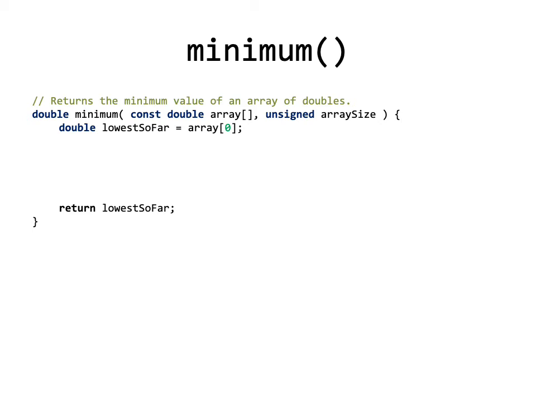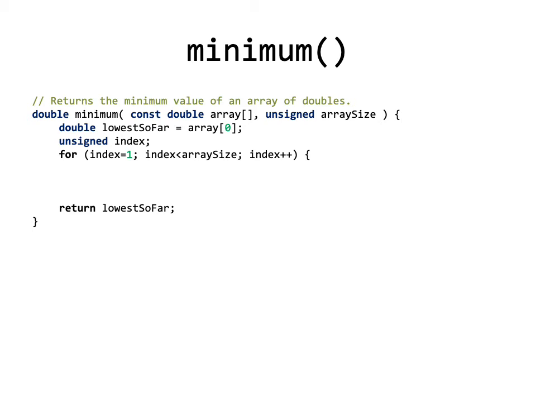And at the end, we're going to return whatever that value is. That's the lowest so far. But along the way, if we come across a smaller one, we're going to set that lowest so far equal to that lower value. So if you think you have enough to do it the rest of the way, pause here and write it out. Otherwise, we're going to continue on.